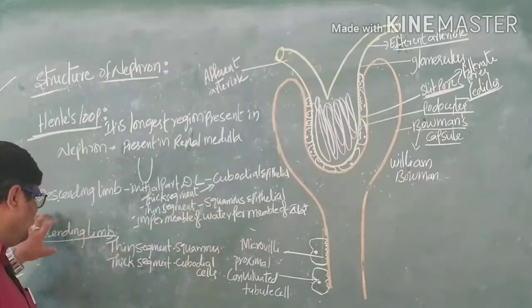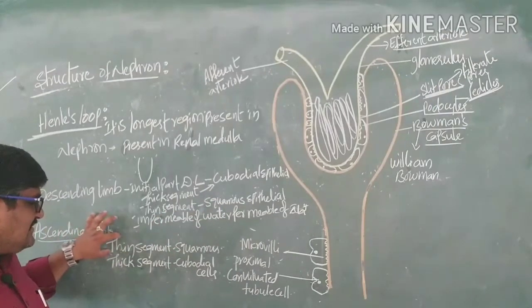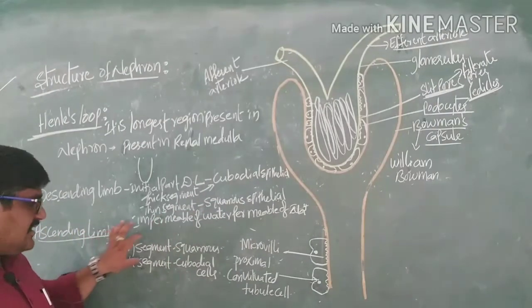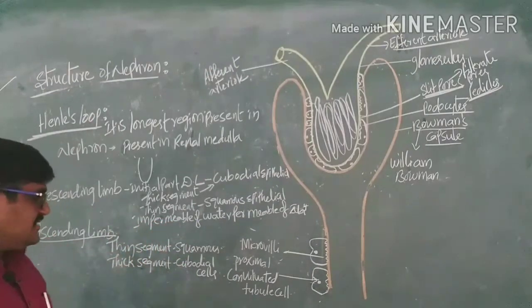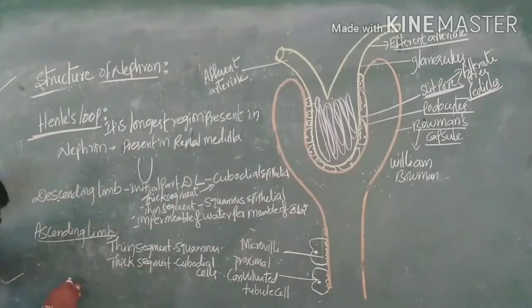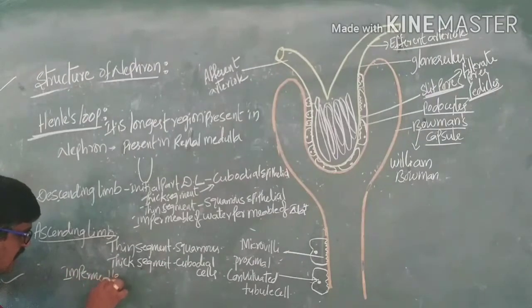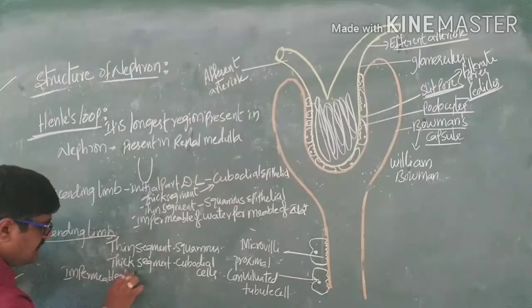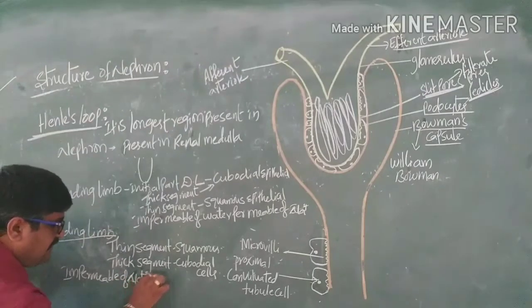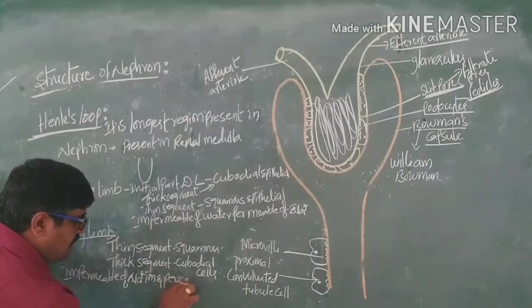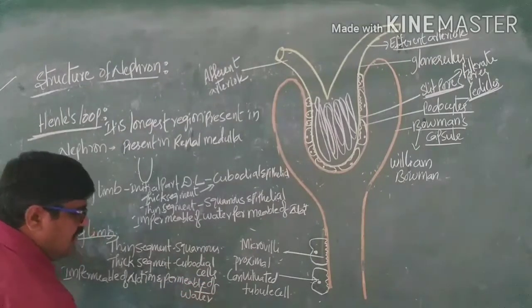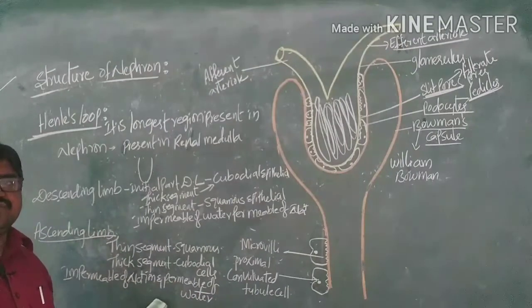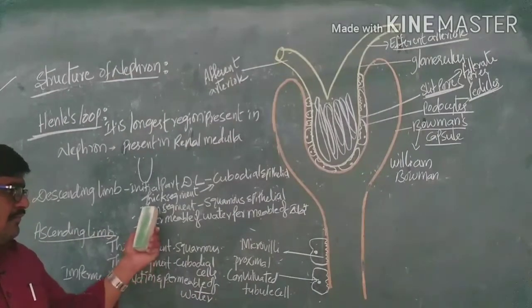But in the ascending limb, here it is a thin segment followed by the thick segment. Here it is made up of squamous and cuboidal epithelial cells. The function here is that it is impermeable to sodium and potassium ions, and permeable to water. So these two are opposite to one another.